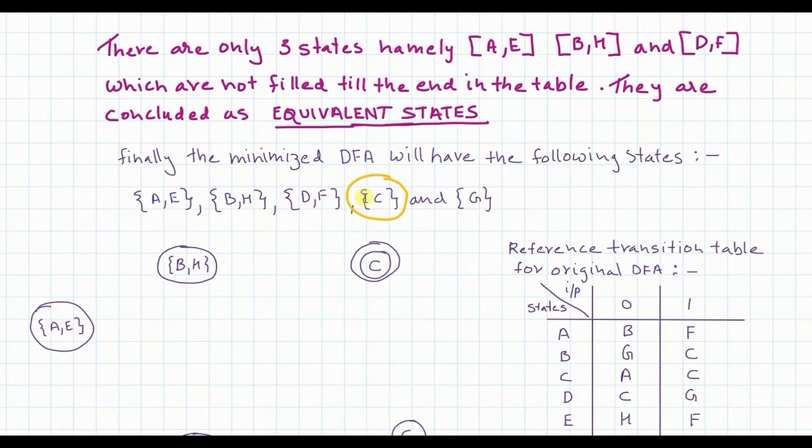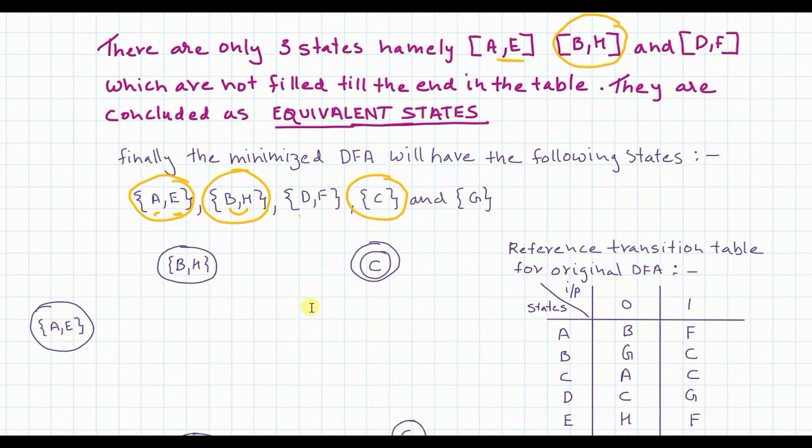However, the states A and E, which appeared individually in the original DFA, will now occur as a combination of two states. It will appear as a set of states. Similarly, B and H, which we just found are equivalent, like A and E, will not appear as two separate states like in the original DFA. Here you will combine these two states B and H and they will represent one state.